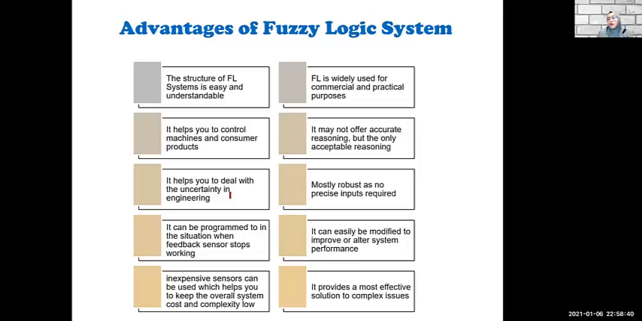Mostly robust as no precise input is required. It can be programmed to work in a situation when feedback sensors stop working. It can easily be modified to improve or alter system performance. Inexpensive sensors can be used, which help you to keep the overall system cost and complexity low. So it provides a most effective solution to complex issues.